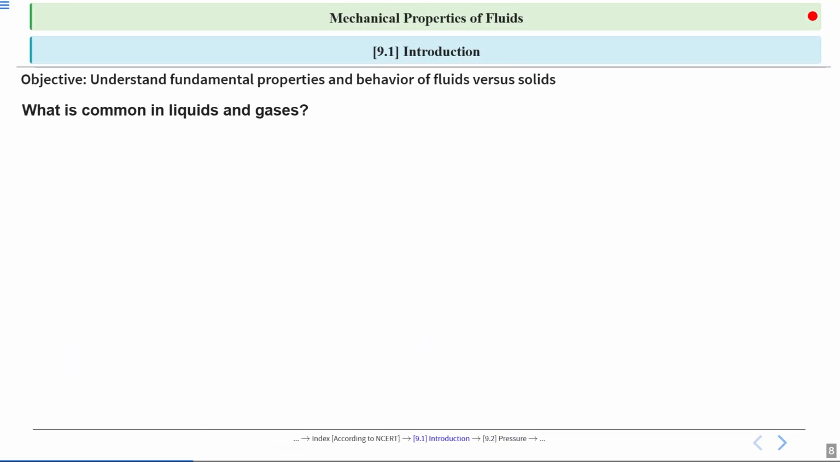Now, let's start by considering what liquids and gases have in common. Both are classified as fluids. But what does that mean in terms of their properties? We will explore this by looking at several key characteristics. So, both liquids and gases share several important properties. These properties help us understand why they behave differently from solids.